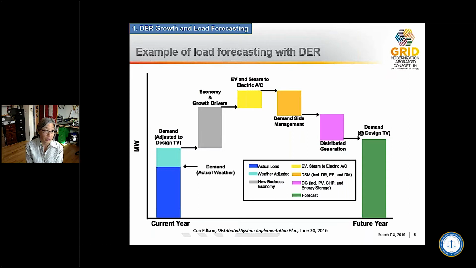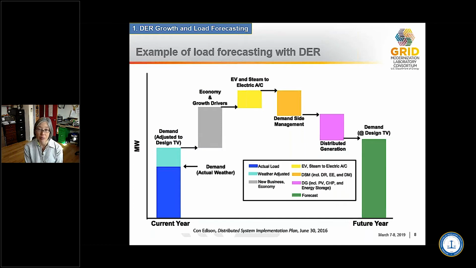And then you account for new loads. So you've got electric vehicles. In Con Edison territory, there's a lot of steam to electric AC conversions. And there you've got, say, some peak amount of load that you're planning for. And then you've got the things that subtract off the load.